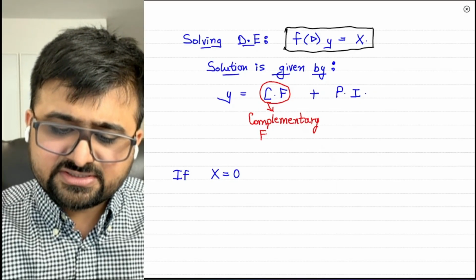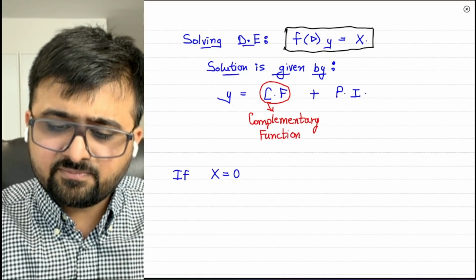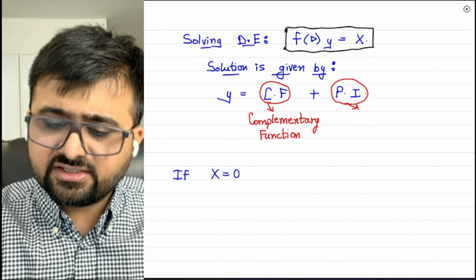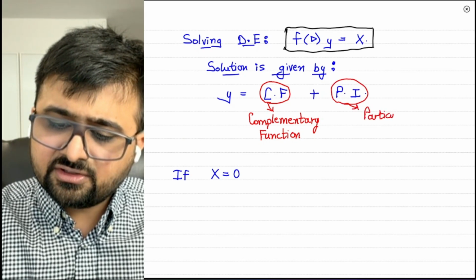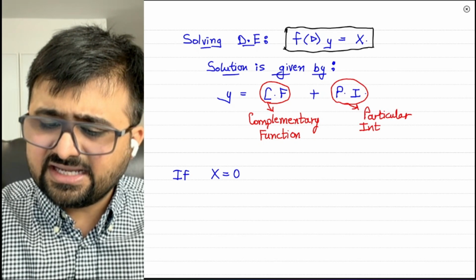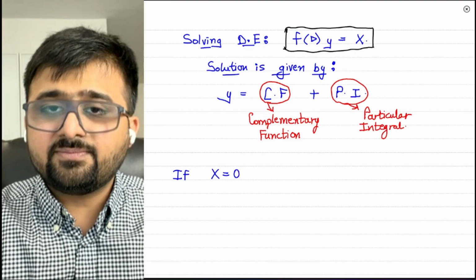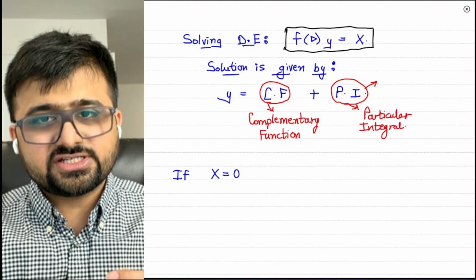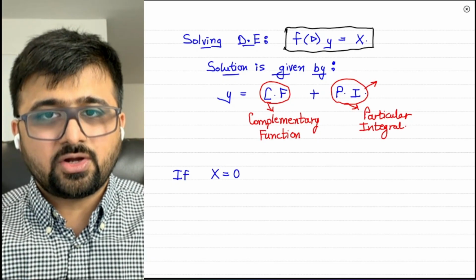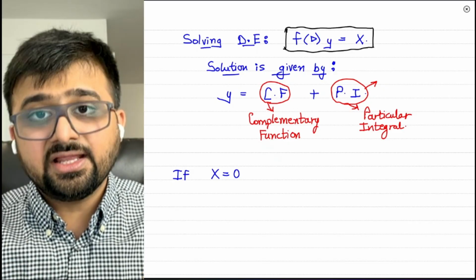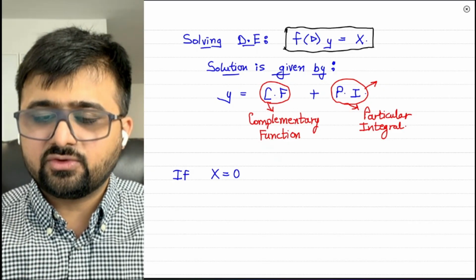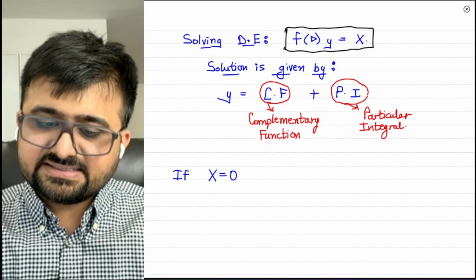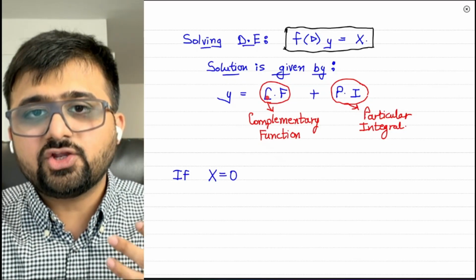Let me write it down. It's a complementary function, and PI is a particular integral. Now let's see how we calculate CF and PI. There are different situations in which the way you calculate the complementary function and particular integral varies, and that is what this whole chapter is all about. We will start by discussing different cases of calculating the complementary function.